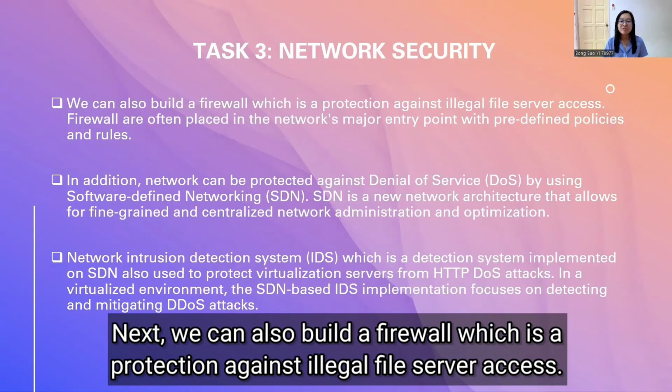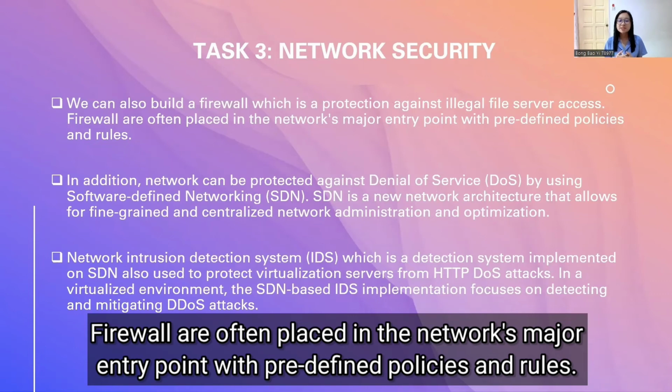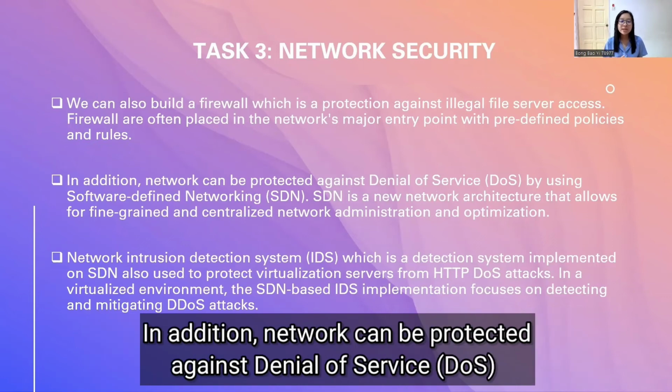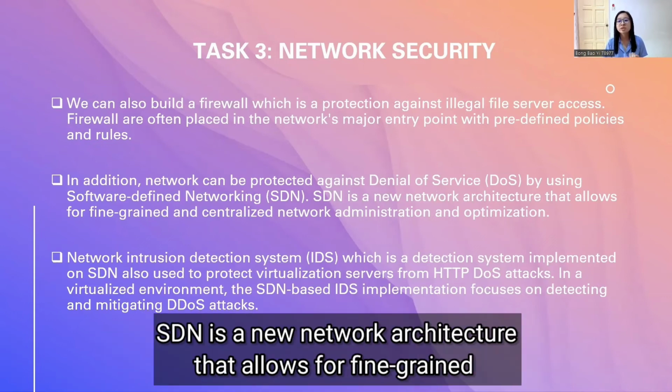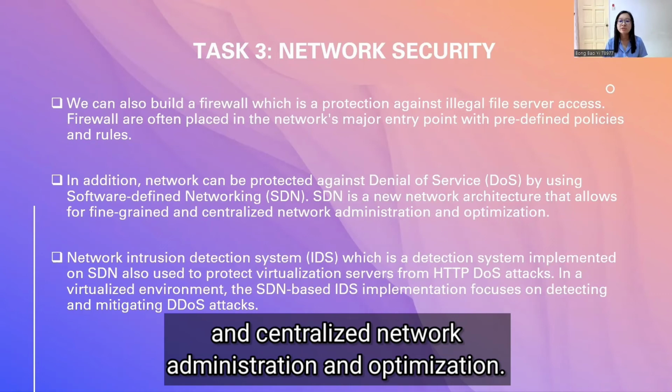Next, we can also build a firewall, which is a protection against illegal file server access. Firewalls are often placed at the network's major entry point with predefined policies and rules. In addition, the network can be protected against denial of service by using software-defined networking. Software-defined networking is a new network architecture that allows for fine-grained and centralized network administration and optimization.